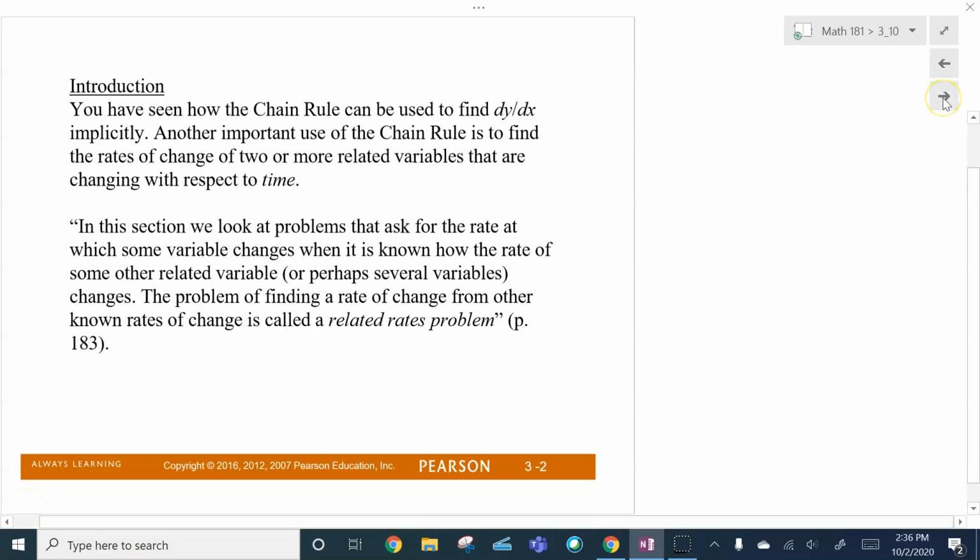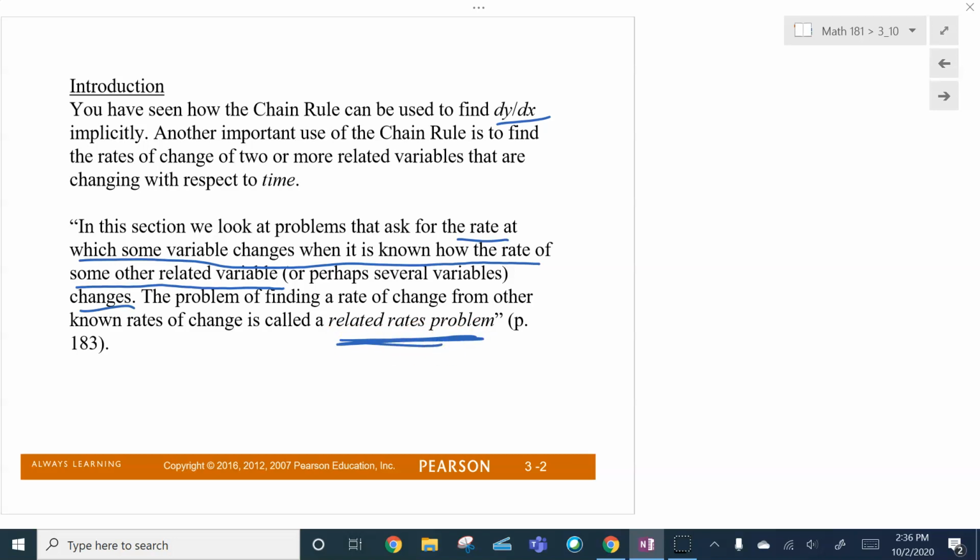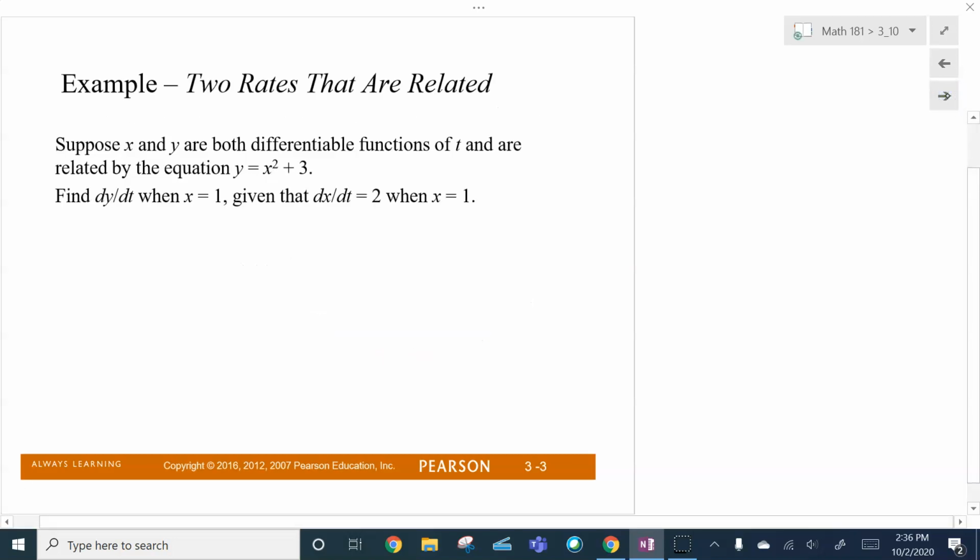We're going to take a look at related rates. Just a little introduction. We've seen how the chain rule can be used to find dy dx implicitly, right? Another important use is to find rates of change using this chain rule. So we're going to look at the rate at which some variables change when it's known how the rate of some other variable changes. These are called related rates problems.